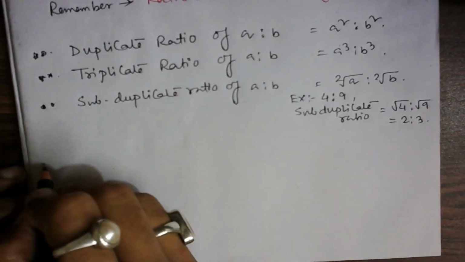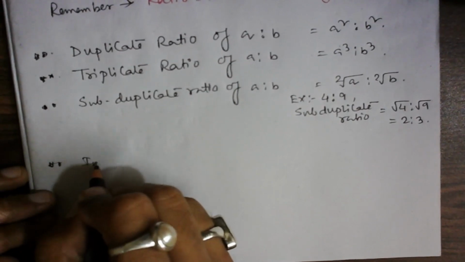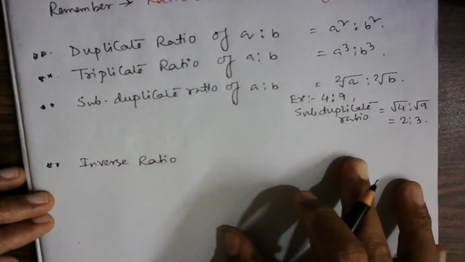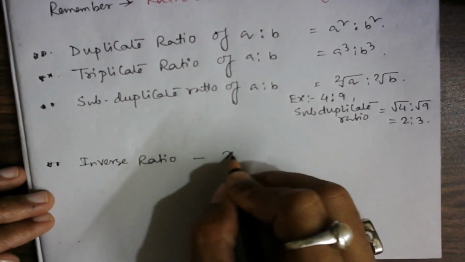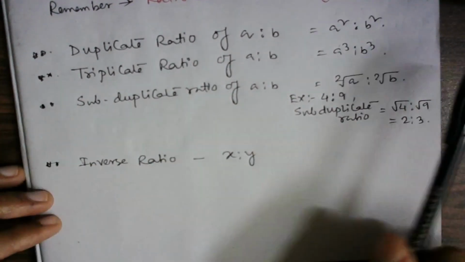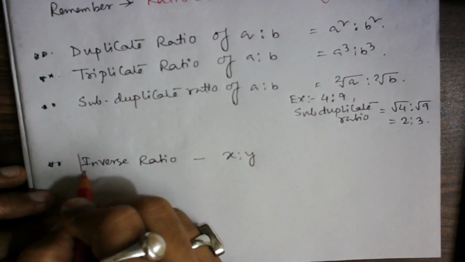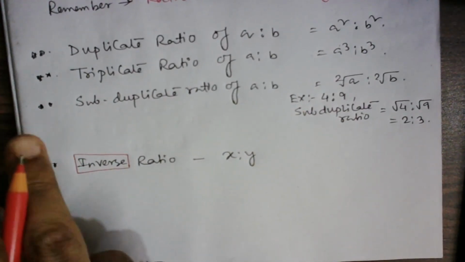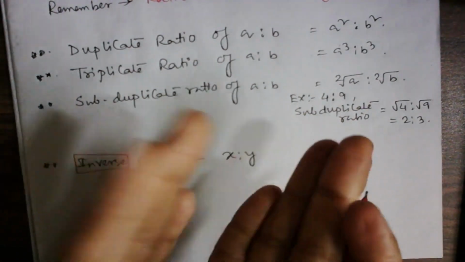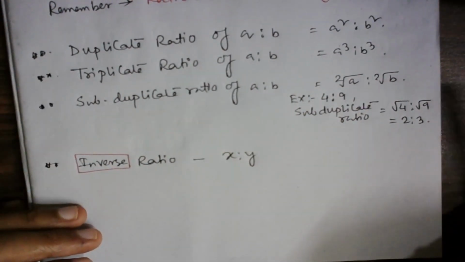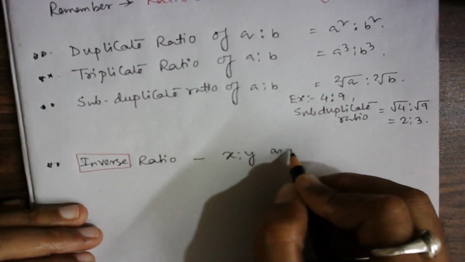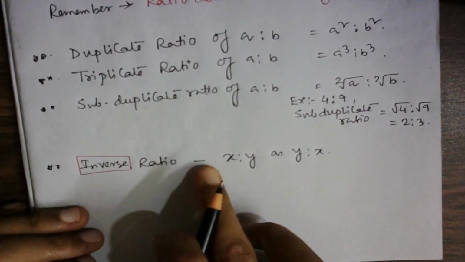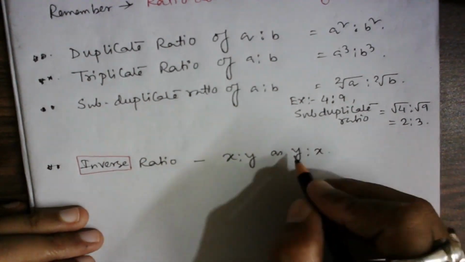Next, sir. What is called the inverse ratio? The inverse ratio of x is to y. Inverse means that your antecedent becomes the consequent, and your consequent becomes the antecedent. So the inverse ratio of x is to y is termed as y is to x. That's all.